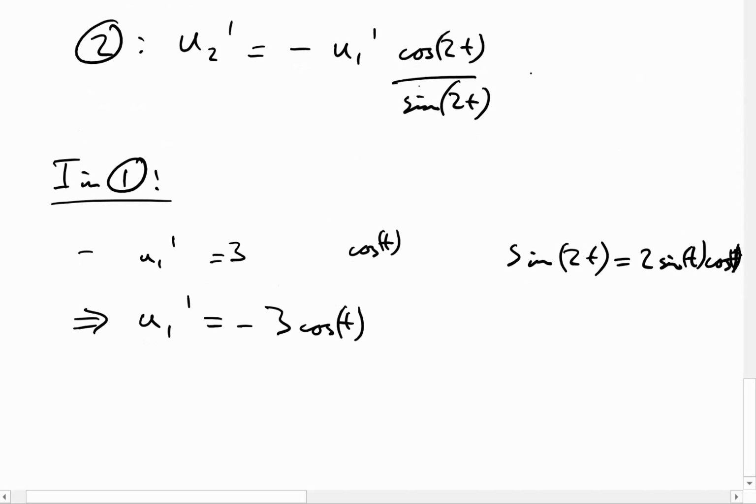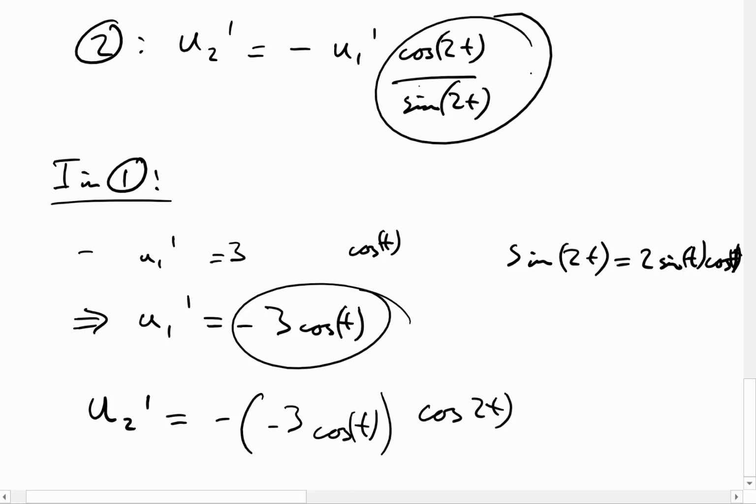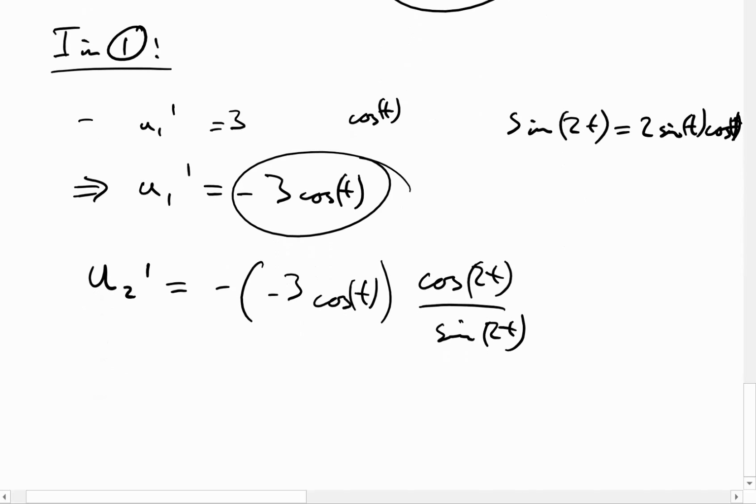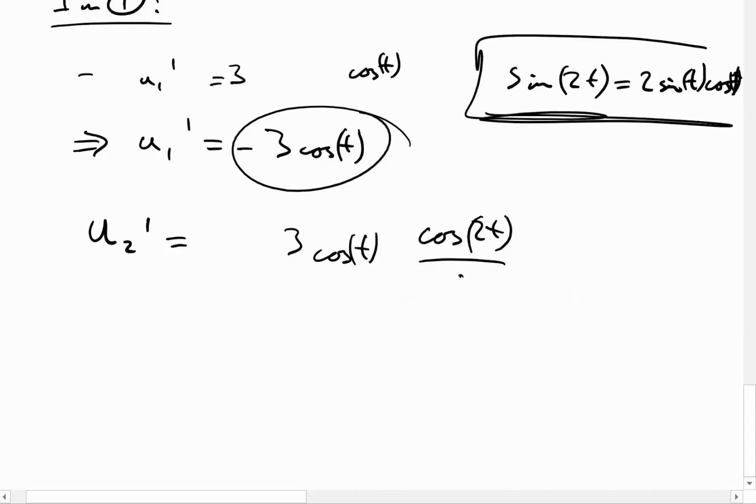Then if I pull up from before, u2 dash is equal to minus u1, which is now minus 3 cos t, times cos 2t over sine 2t. Let's have a look at this then. These two minuses are obviously going to cancel. Let's see if I can make a substitution here. I've just shown you that sine 2t is 2 sine t cos t, so I can just replace that with 2 sine t cos t.